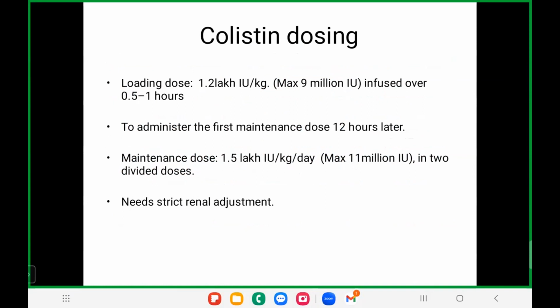And you need to start the maintenance dose after 12 hours. The maintenance dose is 1.5 lakh units per kg per day, in 2 divided doses. Not 3 divided doses. One recommendation tells 3 divided doses, but it is 2 divided doses, as given by recent recommendations and guidelines from multiple societies. So you need to give a loading dose, a high maintenance dose, and BD dosing.